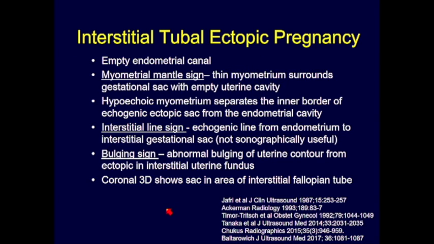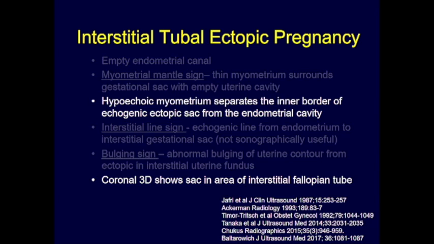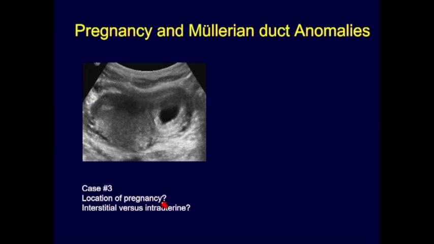So there are many, many different signs that have been reported in the literature regarding interstitial tubal ectopic, including an empty endometrial canal, a myometrial mantle sign, the interstitial line sign, the bulging sign. But I do think that the hypoechoic myometrium that separates the inner border of the echogenic ectopic sac from the endometrial cavity, and the coronal 3D, showing you the exact location of the sac, I find those two to be the most helpful. So what about case number 3?